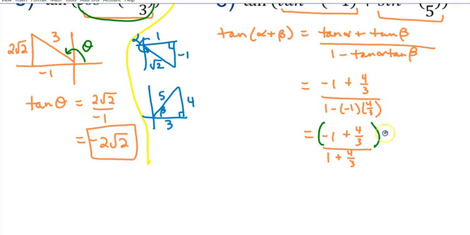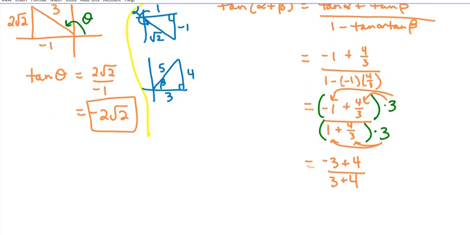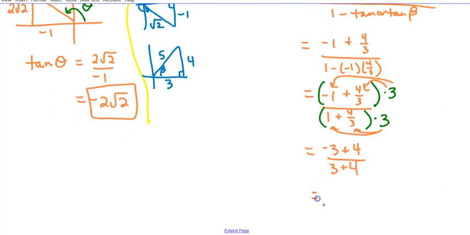What I can do is multiply the top by 3 and the bottom by 3 to get rid of the fractions. Distribute. So 3 times negative 1 gives you negative 3. 3 times 4/3 gives you 4. And on the bottom, 3 times 1 gives you 3, and 3 times 4/3 gives you 4. So we have negative 3 plus 4 over 3 plus 4. So that gives us 1/7. That's not too bad of an answer.